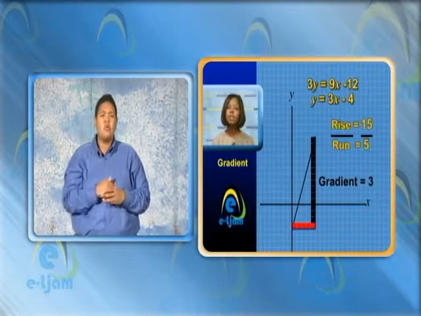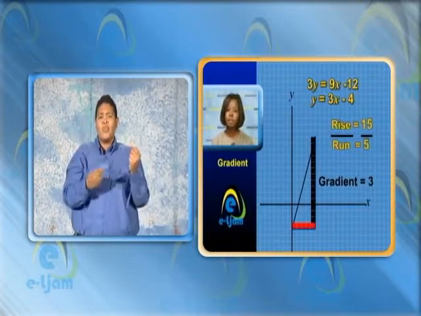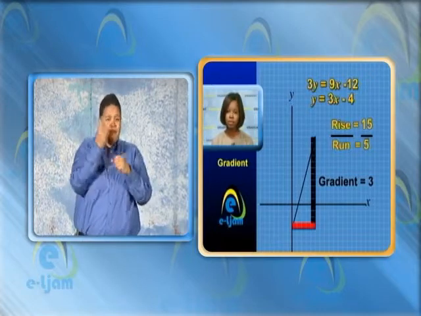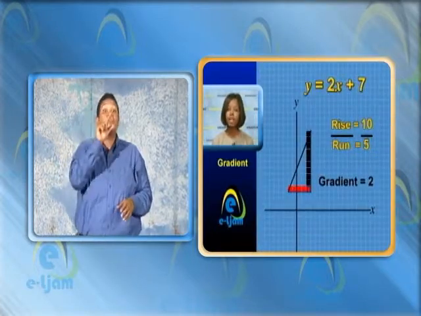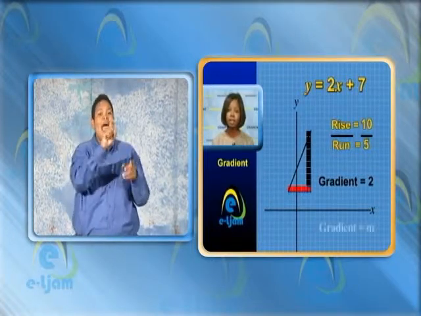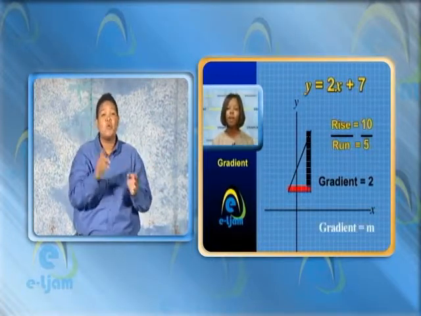What do you notice in both equations and the values obtained for rise over run? The gradient is that number or coefficient of x in the equation of the line. This is denoted by the common letter m.